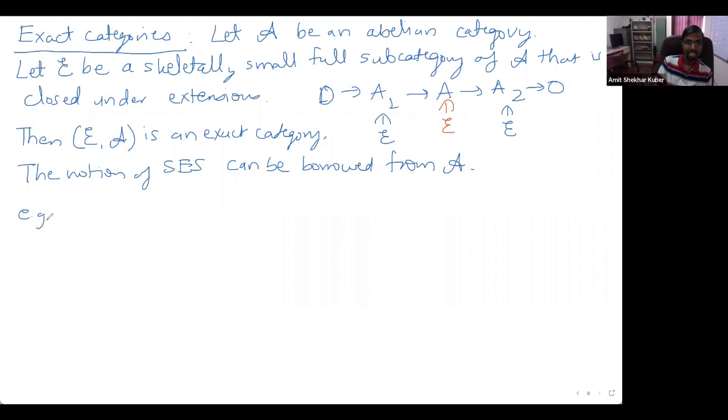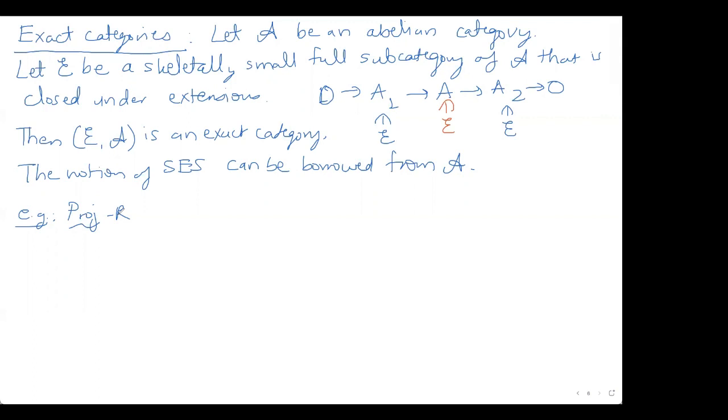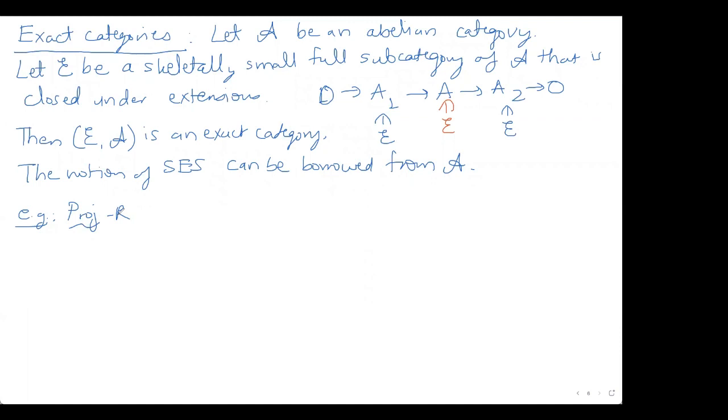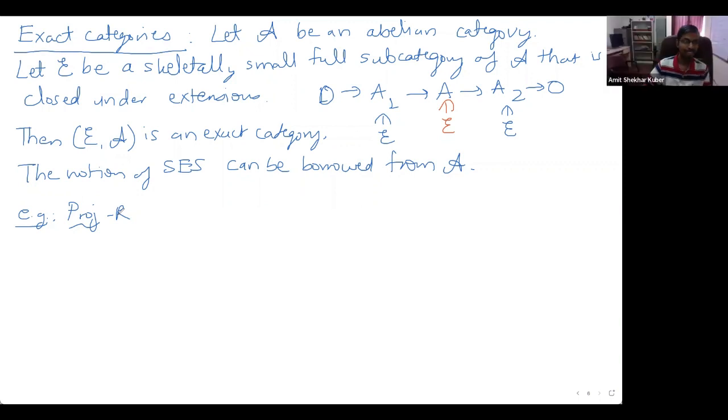So naturally, for some examples of this, one motivating example was, of course, Proj-R. Can anybody tell me which abelian category this sits inside? Proj-R? R mod. But be careful, mod R. Right. We are talking about, yeah, so mod R, yes. So mod R is correct.